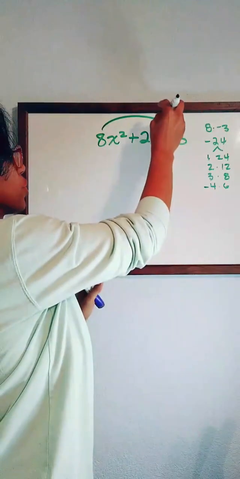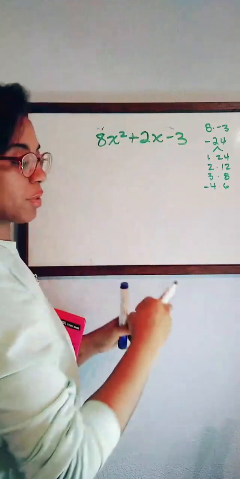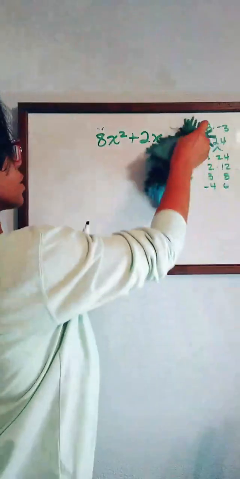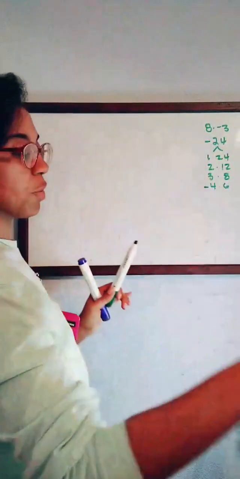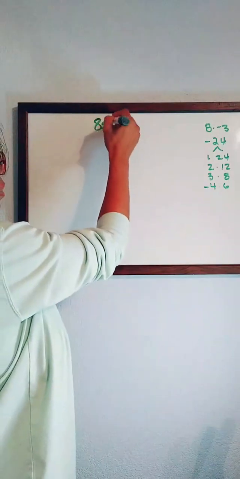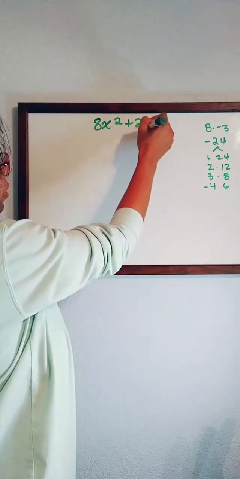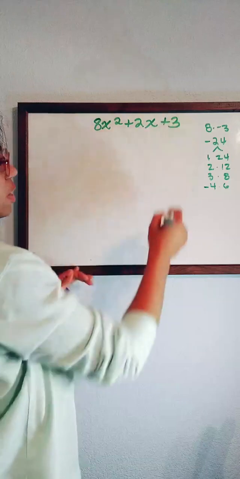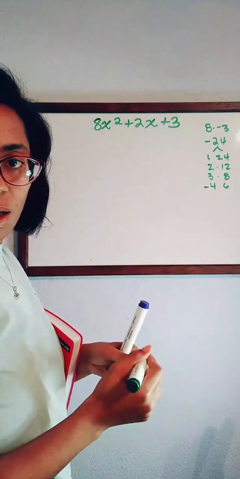But I'll solve this using the quadratic formula. Y'all, the quadratic formula is real chill. 8x squared plus 2x minus 3. You just have to be real careful with your numbers. That's all. That's super easy.